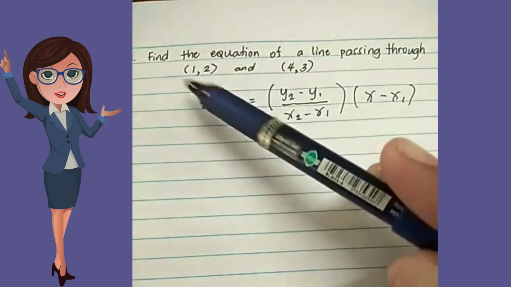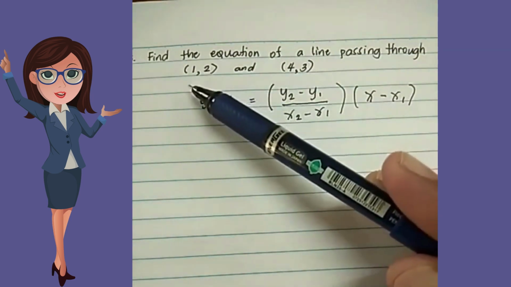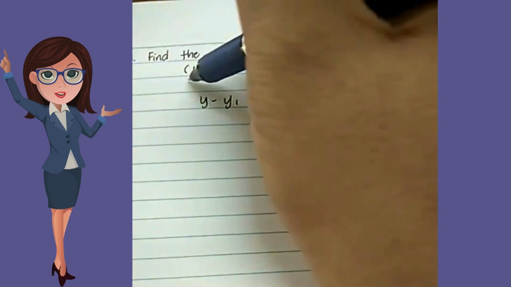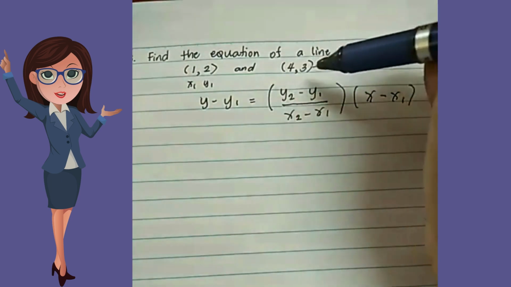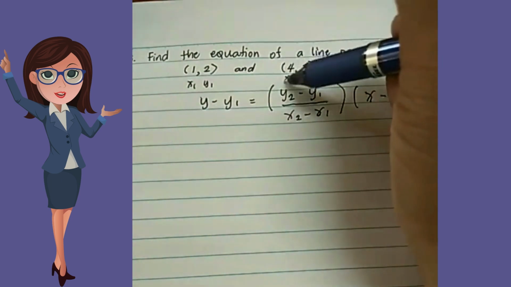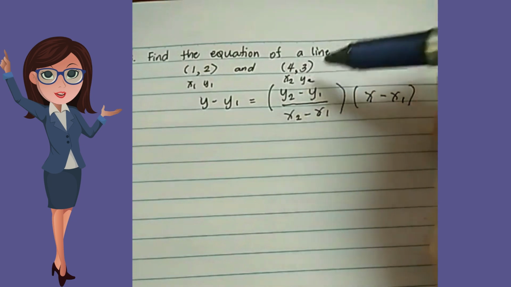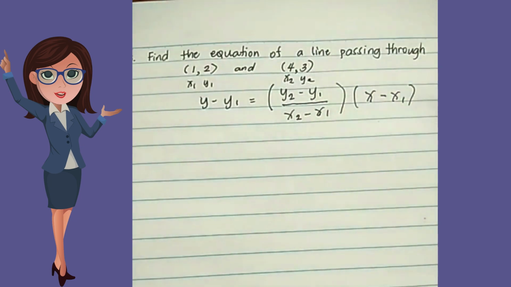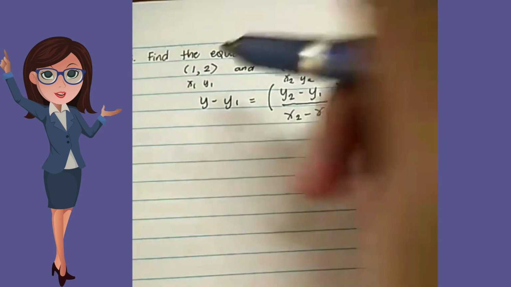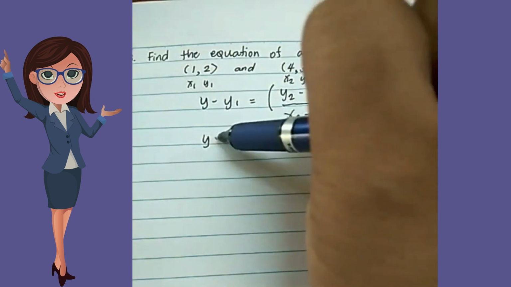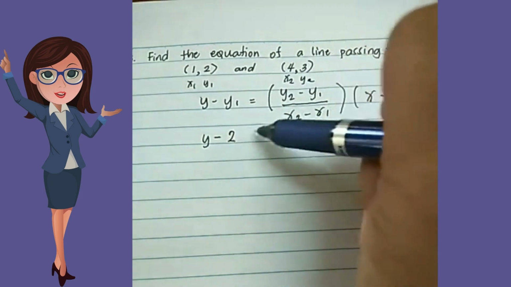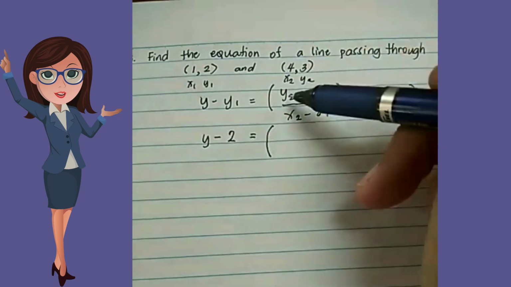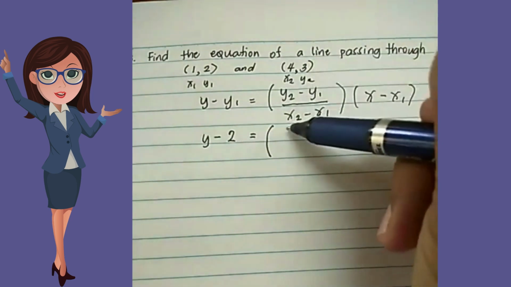So based on the given, we have here (1, 2). This represents our x sub 1 and y sub 1. Then (4, 3) represents our x sub 2 and y sub 2. Now we can substitute the values of x sub 1, y sub 1, x sub 2, and y sub 2. So we have here copy y. Papalitan ang y sub 1 ng 2 equals y sub 2, ang value niya is 3.